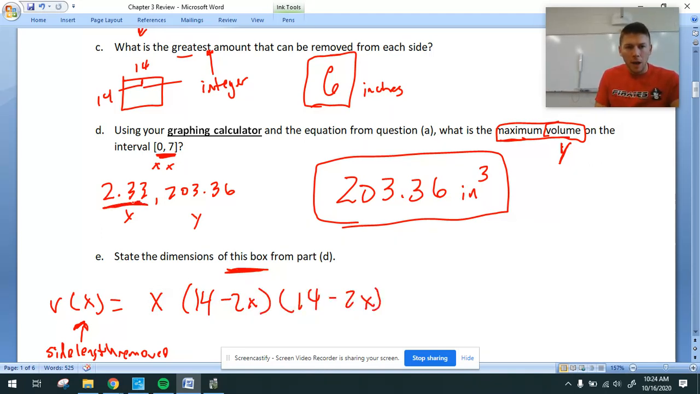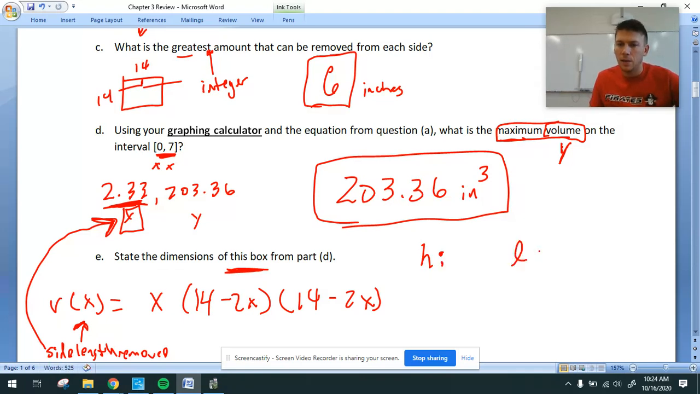In the problem above, didn't we just find the x coordinate that gives us this maximum volume? In other words, didn't we just find the x coordinate, the side length removed, that could give us this volume? The answer is yes, we did. So what is the side length removed? If our dimensions are height, length, and width, length and width are the same. They're both 14, right? So they could get adjusted and be the same number. But the side length removed is the x coordinate. The x coordinate right here is also the height. So 2.33 inches. That's our first answer.